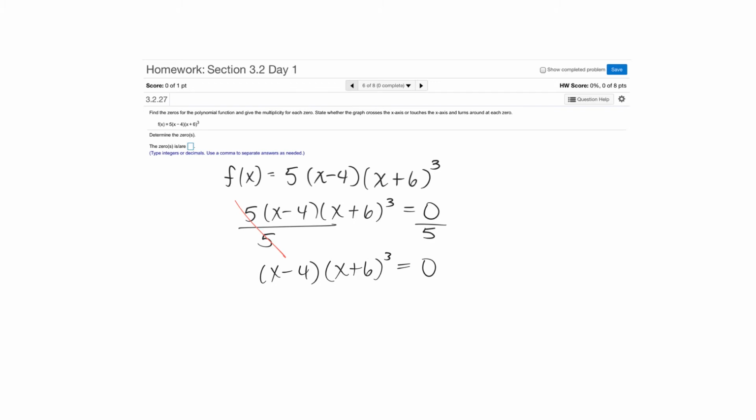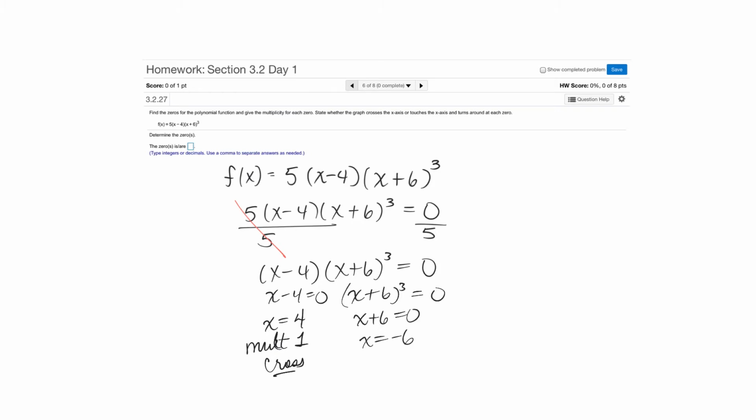Okay, so now either x minus 4 equals 0 or x plus 6 cubed equals 0. This is going to give me x equals 4 with a multiplicity of 1, so it's going to cross. This one is going to give me x plus 6 equals 0 3 times, or x equals negative 6 with a multiplicity of 3, so it's going to cross there as well, right?